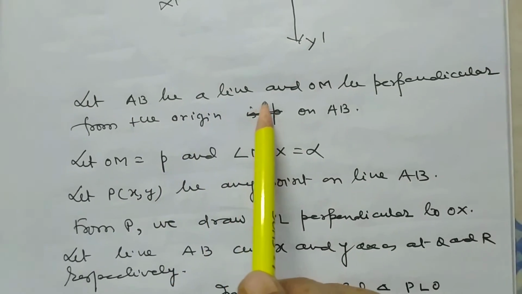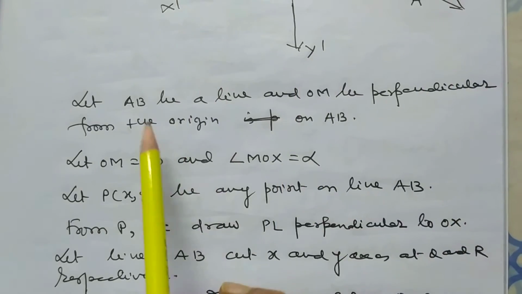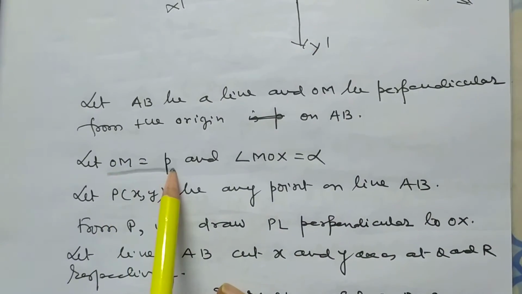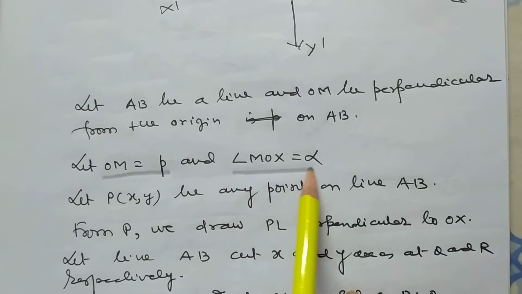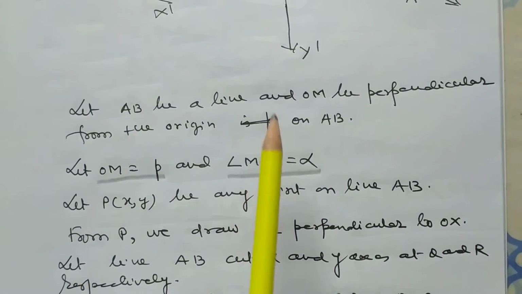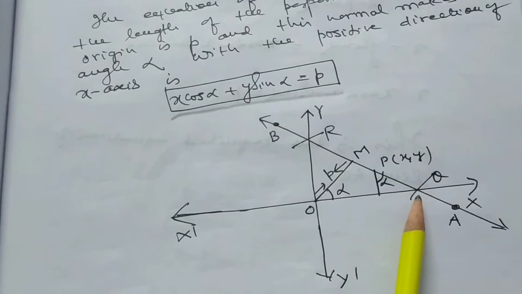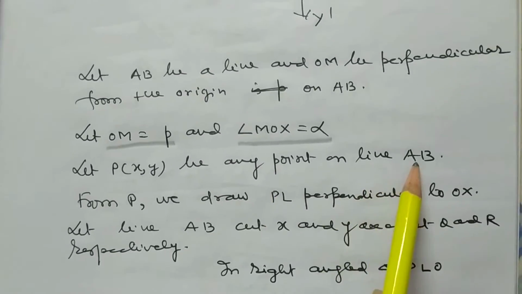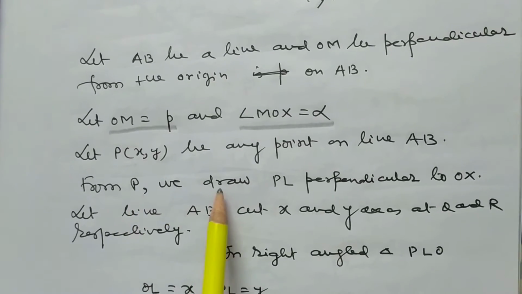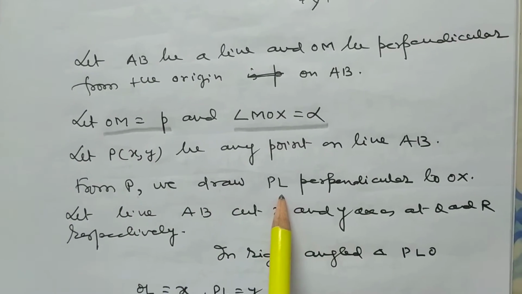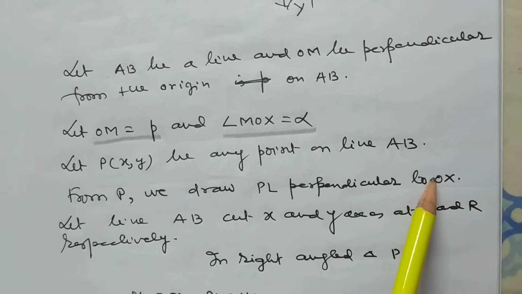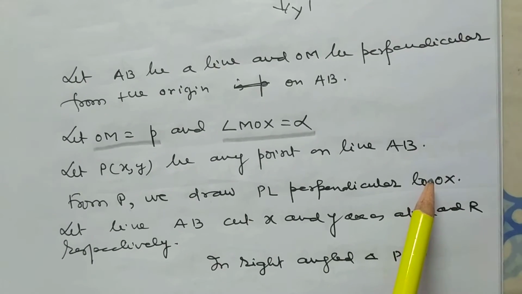Let AB be a line and OM be the perpendicular from the origin on AB. Let OM is equal to p and angle MOX is equal to alpha. Let P(x,y) be any point on line AB. From P we draw PL perpendicular to OX.